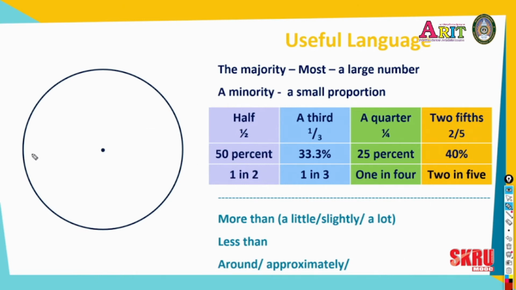We can use percentages. If I draw a line across the middle, half. Two halves make a whole. 50% or 1 in 2. I could change that to be a third. Basically divide the chart into 3 equal sections, each one representing a third, or perhaps 4 equal parts, 25%.